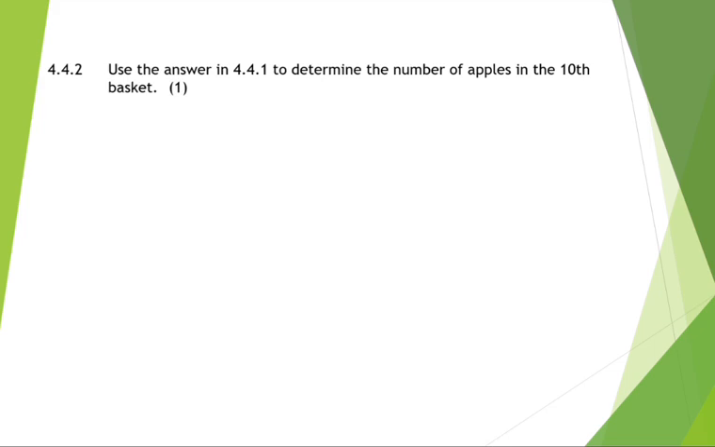The next one, we use this formula now. We take the formula to determine the number of apples in the 10th basket. So that's T10. Where there's n, you put 10. 4 times 10 plus 1, which gives us 41.